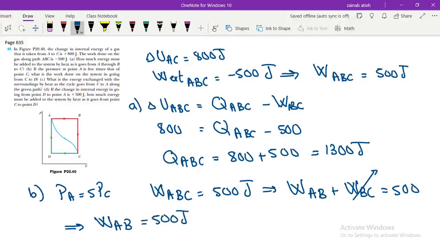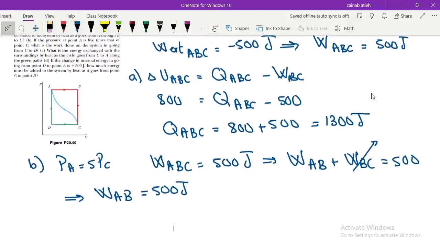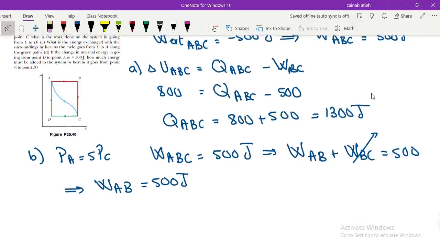So it's 500 joule. Now he's asking me to find the work done during CD. He's not asking me to find the work done during AB, but he's giving me a relation between A and C. Let's put in front of us the formulas for the works of AB and the work of CD.